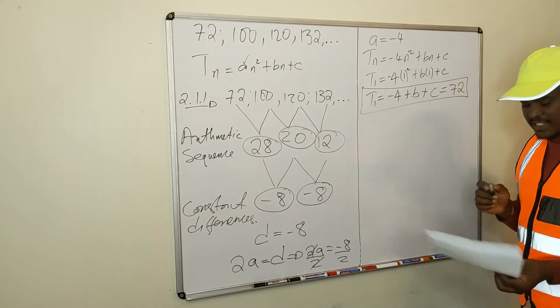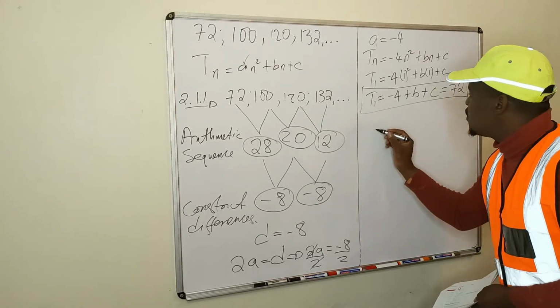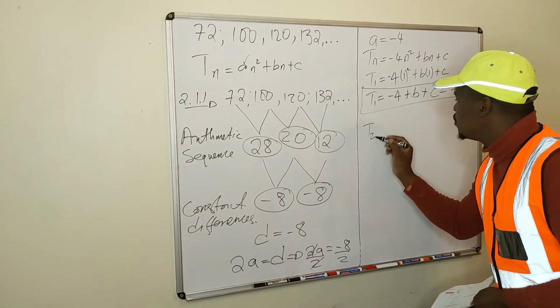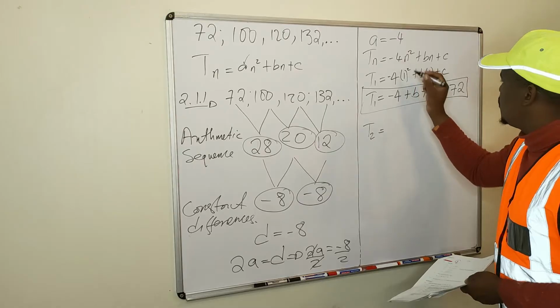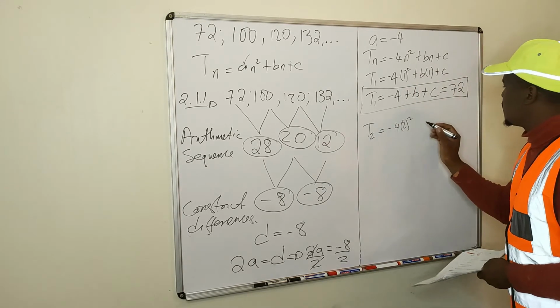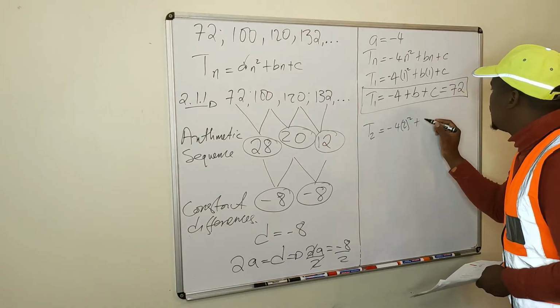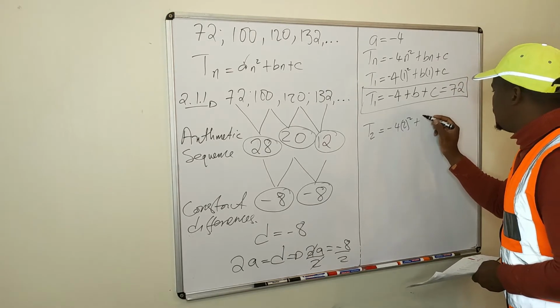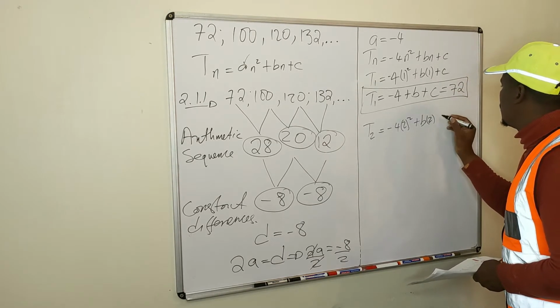Do the same thing for the second term, T2. Say, okay, T2 would be equal to what? Minus 4 times 2 squared, plus B times 2 plus C.